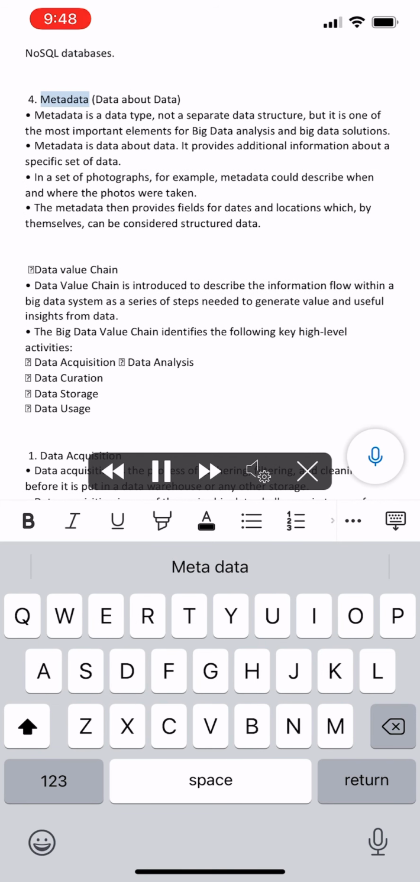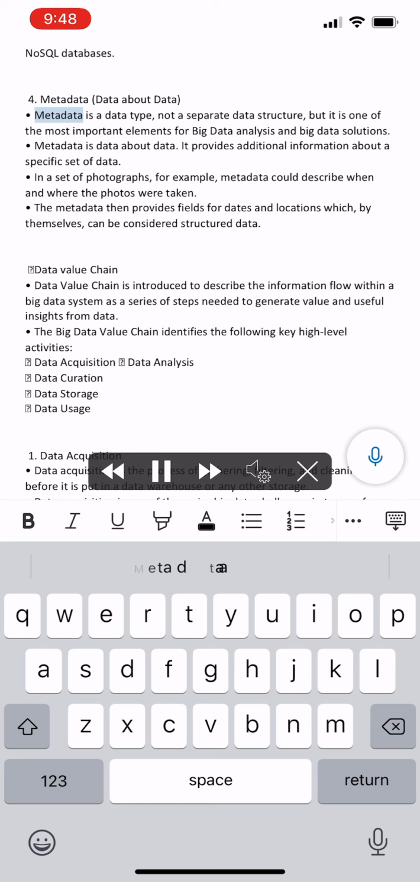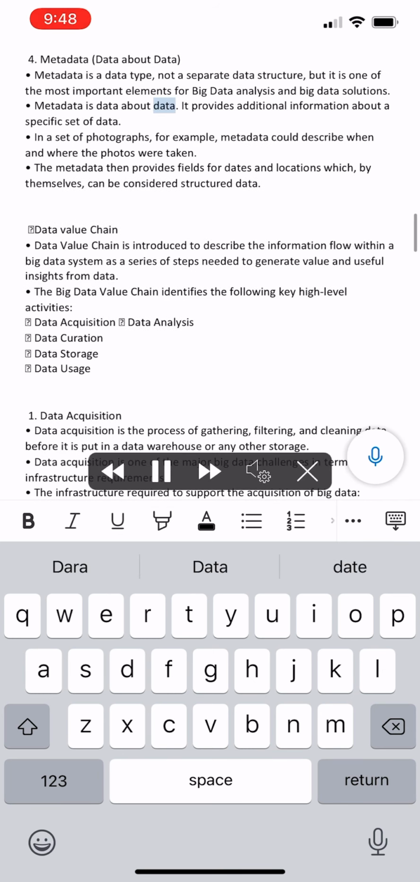4. Metadata, data about data. Metadata is a data type, not a separate data structure, but it is one of the most important elements for big data analysis and big data solutions. Metadata is data about data. It provides additional information about a specific set of data. In a set of photographs, for example, metadata could describe when and where the photos were taken. The metadata then provides fields for dates and locations which, by themselves, can be considered structured data.